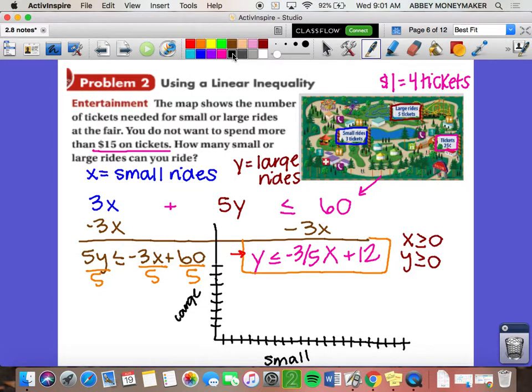1, 2, 3, 4, 5, 6, 7, 8, 9, 10, 11, 12. Okay, here we go. I'm actually going to go by 1s because I forgot my slope was so awful. Okay. So I'm going to start at 0, 12. 1, 2, 3, 4, 5, 6, 7, 8, 9, 10, 11, 12. Oh, hey. All right. So now I'm going to go down 3 and out 5. Now this is where it gets kind of crazy because I don't have exact measured graph paper. 1, 2, 3.